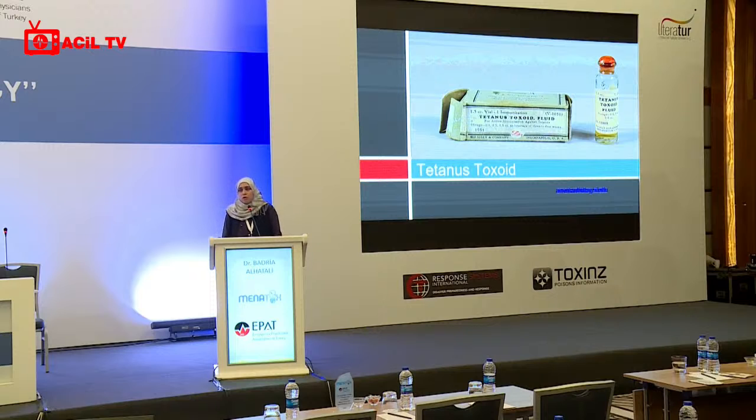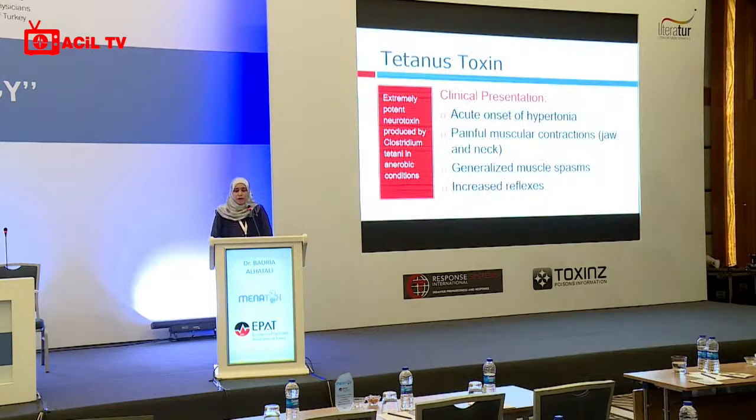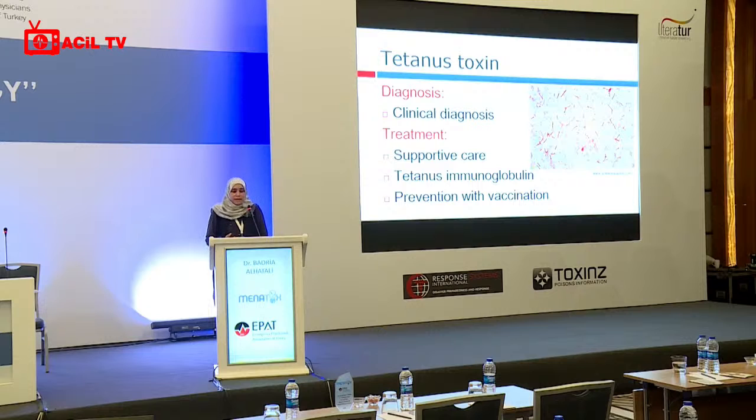Tetanus is another cause for paralysis. Tetanus by itself is an extremely potent neurotoxin produced by the Clostridium tetani in anaerobic conditions. And usually it presents with an acute onset of hypertonia, painful muscular contractions. So you can see the classic posture of such patients, and it can cause generalized muscle spasm and increased reflexes. The diagnosis is mainly clinical, and the treatment is supportive. Using the tetanus immunoglobulin might shorten the duration of the illness as well. And of course, the main thing is the prevention with vaccination.